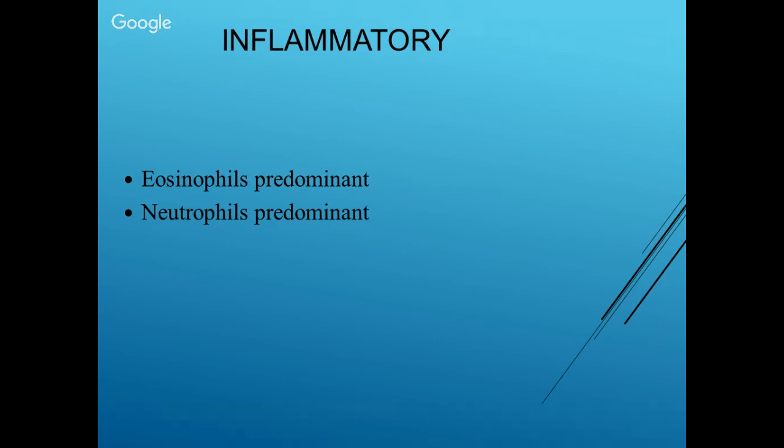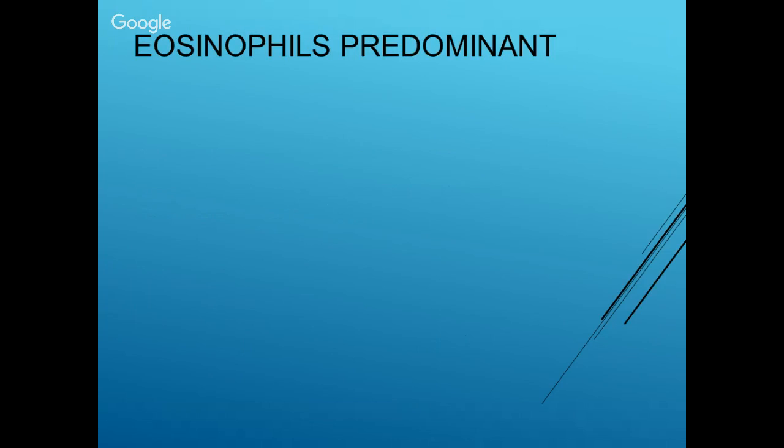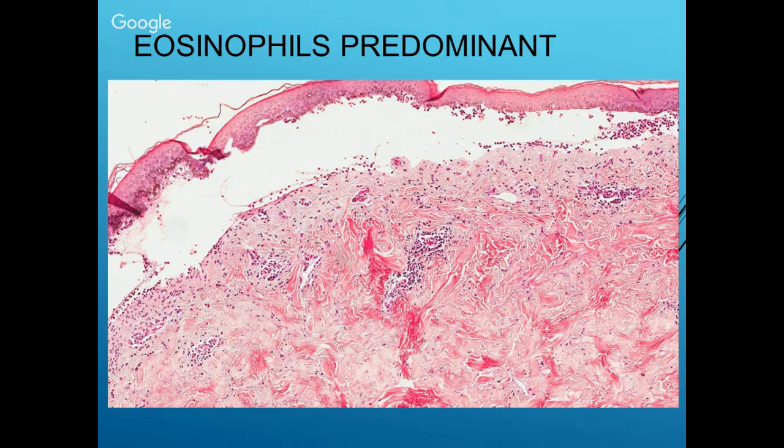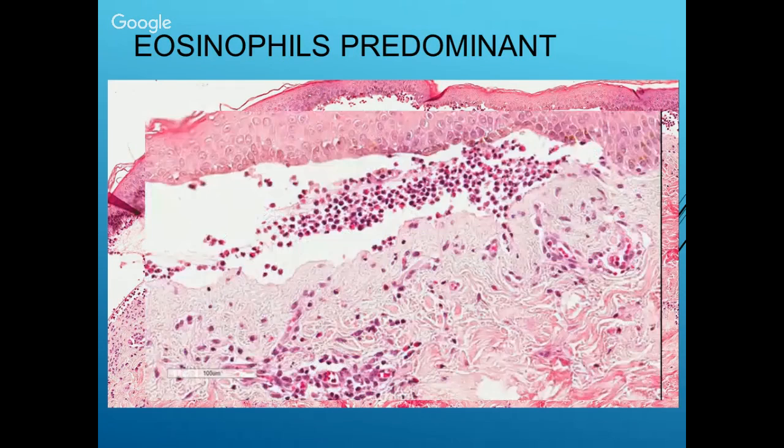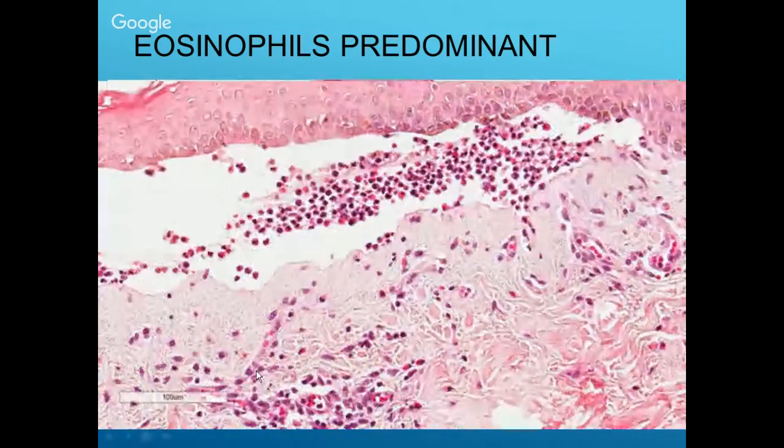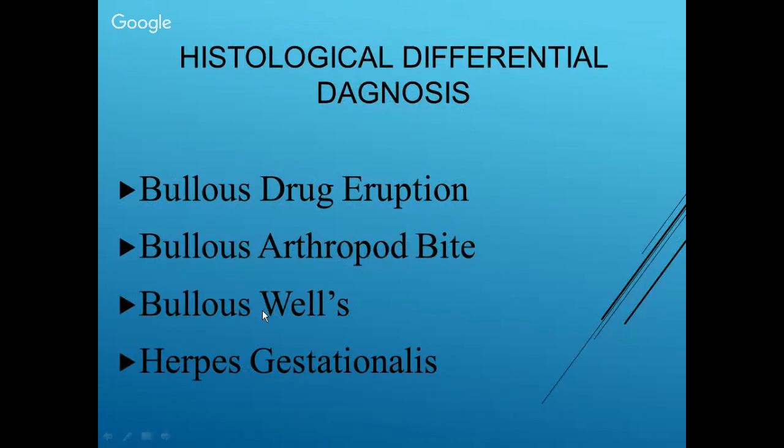Now, if you see inflammation, the next question to ask yourself is, what is the kind of inflammation? Do I see a lot of eosinophils? Do I see a lot of neutrophils? If you see eosinophils, so your main diagnosis is bullous pemphigoid. So subepidermal split, ton of eosinophils, bullous pemphigoid. What are the other things that you need to think of? Bullous drug eruption, bullous arthropod bite, bullous Wells, and herpes gestationis.